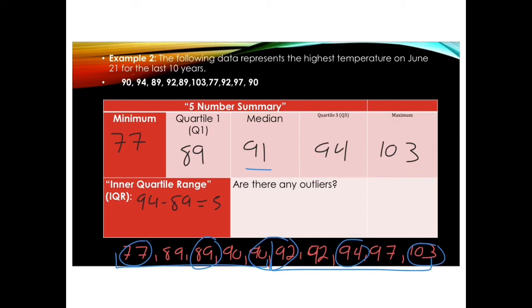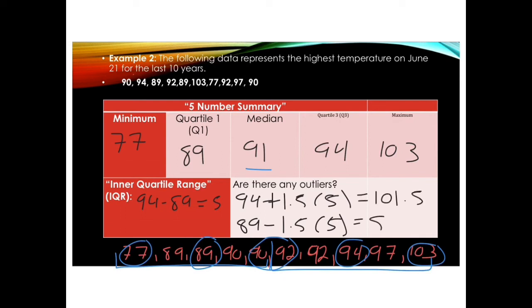So to find our upper limit, again, it's Q3 plus 1.5 times 5. We're going to calculate what we get for that. And then for our lower limit, we're going to do 89 minus 1.5 times 5 to figure out what our lower limits are. All right, so for our upper limit, we should get 101.5. And for our lower limit, we should get 81.5.